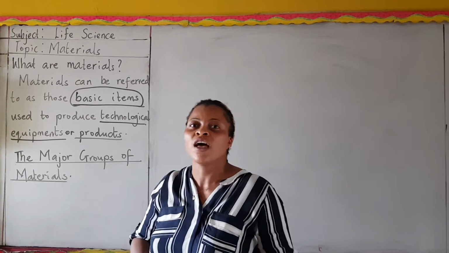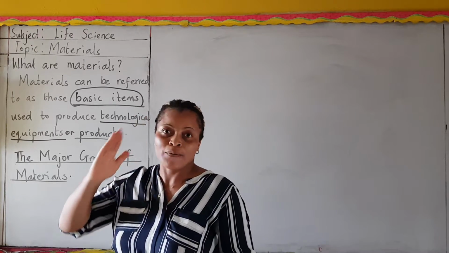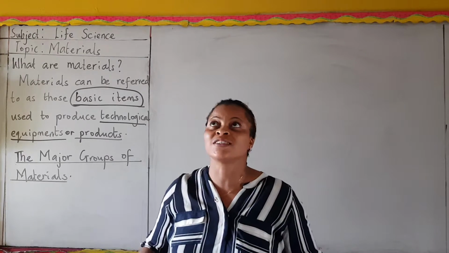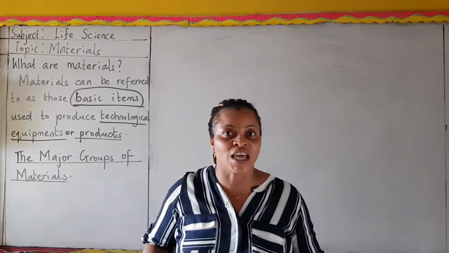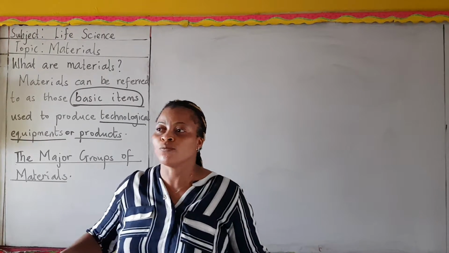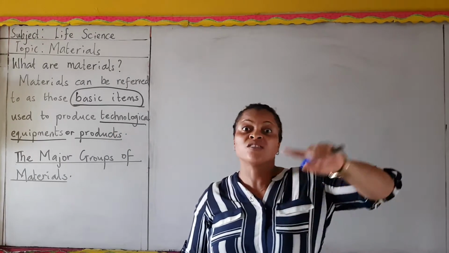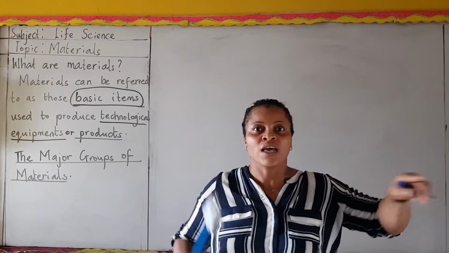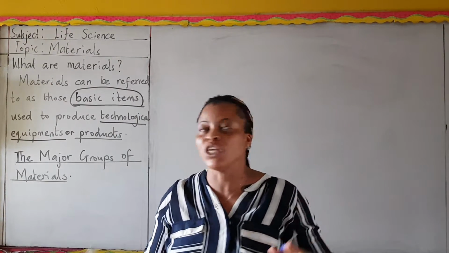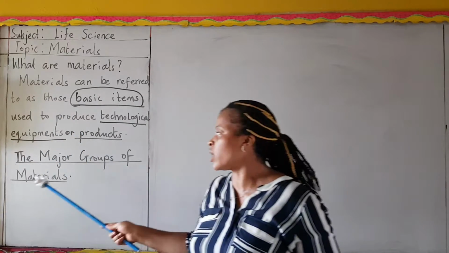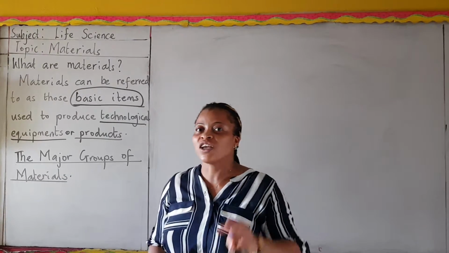Now I'm going to further process the logs of wood and I'm going to produce my planks. So I am getting the planks for roofing my building, for producing chairs and tables, to manufacture kitchen cabinets from the basic item, which was what? The tree in the forest. Now you can use this illustration to actually understand the meaning of what? Materials.